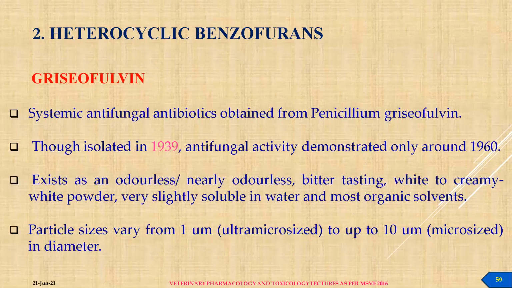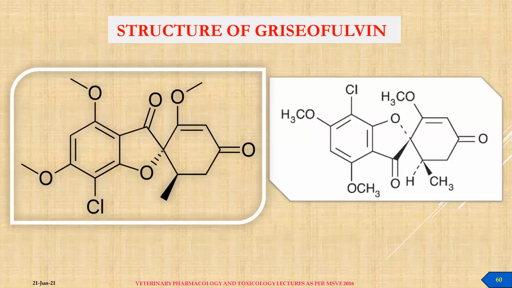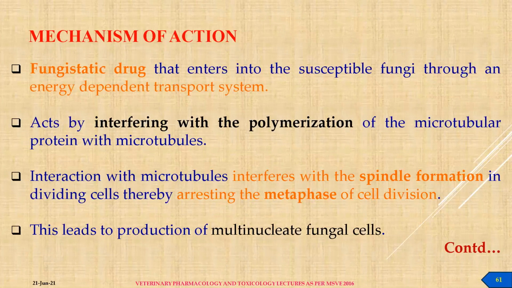Of course, it is slightly soluble in water, and soluble in organic solvents like methanol, ethanol, etc. The particle size varies from 1 micrometer, or ultra micronized, up to 10 micrometer in diameter. This is the structure of griseofulvin. The mechanism is similar to the general mechanism of antifungal drugs, but it is a fungistatic drug which enters into the susceptible fungi through an energy-dependent transport system.